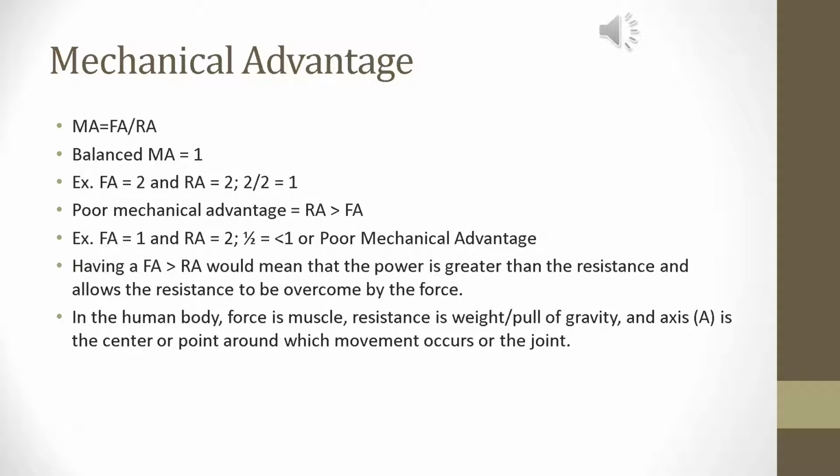We're also going to learn about the axis, which is typically the center between the force arm and the resistance arm, but there are some variations to that. The axis is the point around which movement occurs in the human body. That would be the joint.